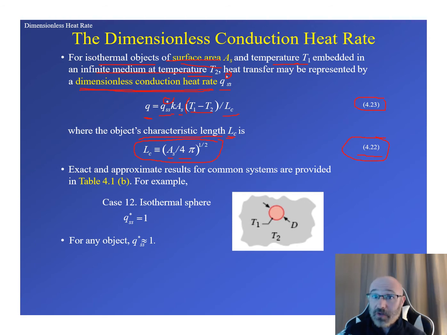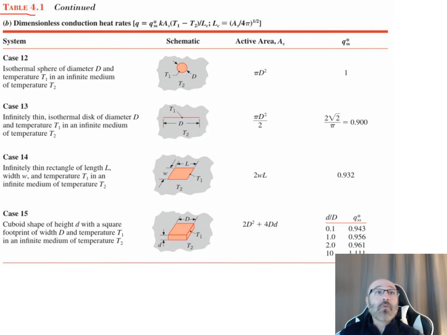Now again, there's another table that we can look at when we're dealing with these dimensionless conduction heat rates, and this is for the exact and approximate results for some common systems. These are provided in our table 4.1b. So if we go back to that table 4.1 in our textbook, now we go to part B. We're looking at the dimensionless conduction heat rates, and this is our governing equation that we just saw earlier. So we have our q is equal to our Q star SS times our thermal conductivity k times that surface area A sub S times the temperature difference all over L sub C, where L sub C is equal to A sub S divided by 4 pi to the 1/2 power.